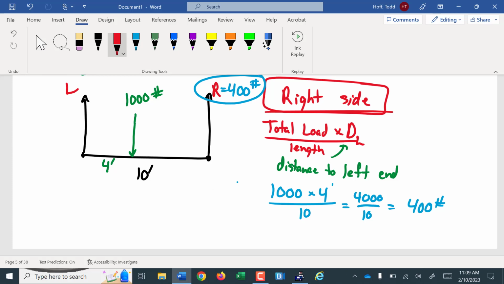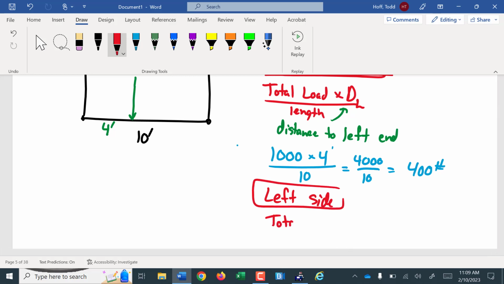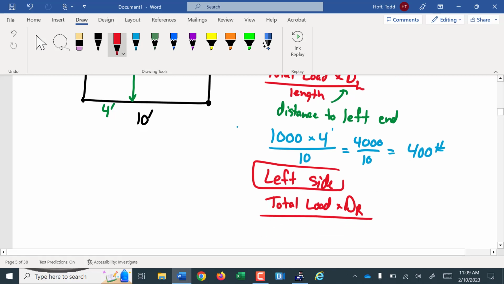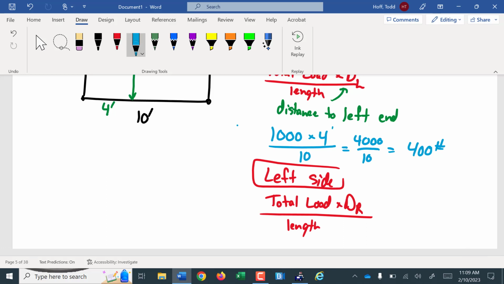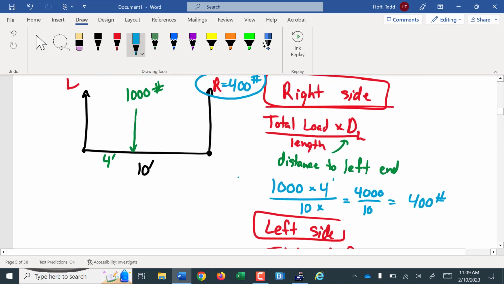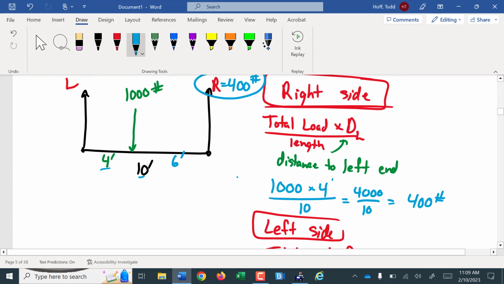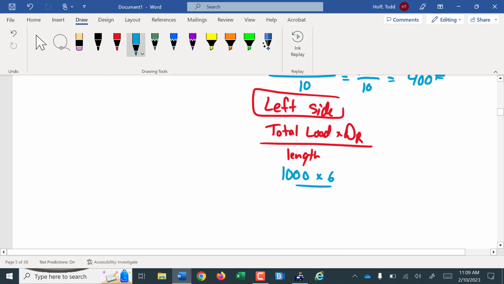So the left side, it's just total load times distance to the right end, that DR is distance to the right end, divided by the length. So here that will be total load of 1,000 pounds. The distance to the right end, then we have to do a little subtraction. 10 minus 4 makes that 6 feet. Divided by the total length of 10. And it does come out to 600 pounds.